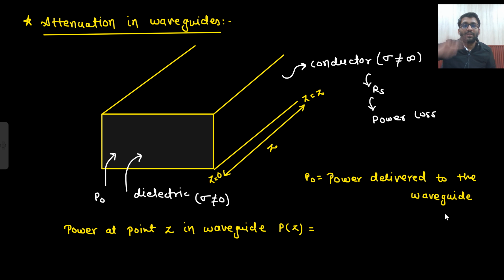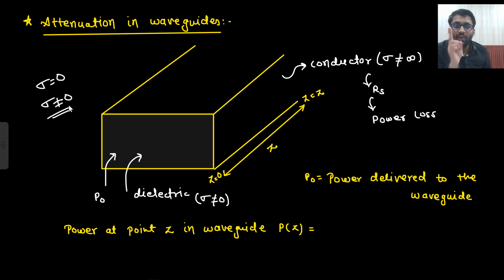Yes. Now what could be the second power loss? The second power loss will be because of the dielectric. If the dielectric is lossless, that means if sigma is 0, there is no power loss in that dielectric. If conductivity is 0, this is a lossless dielectric. But if conductivity is non-zero, then in the dielectric as well there will be losses.